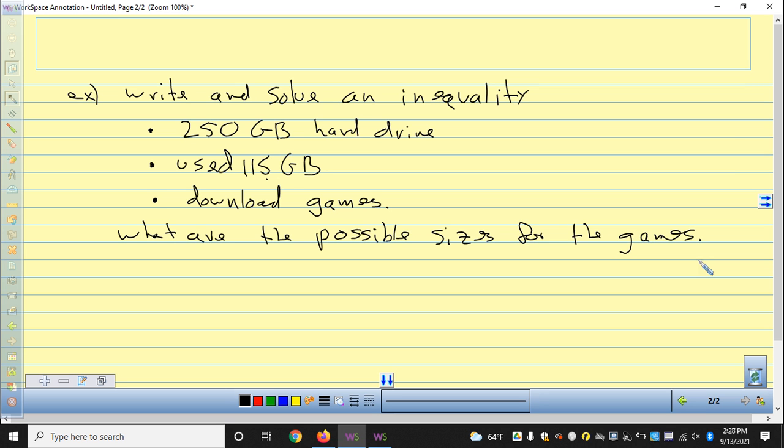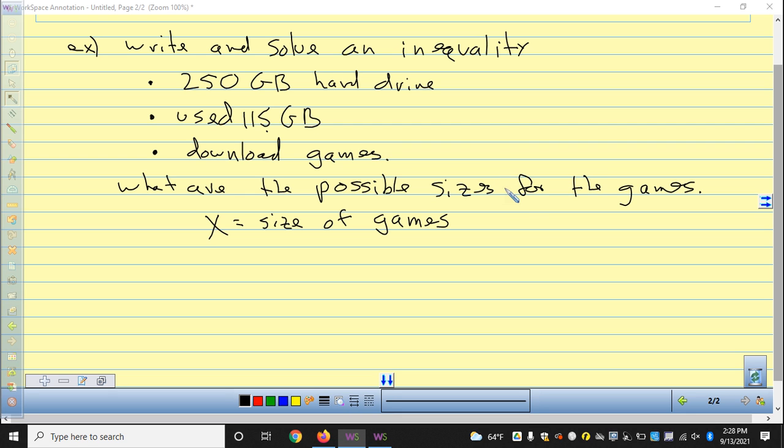So let's think for a second. If you were looking at this problem on your own, what would you do to figure this out? We'd subtract 115 from 250. Well, that's what we're going to do. But since we're learning algebra, we want to write this out like fancy math students. So we want to get fancy. We want to be sophisticated. Let's say that x equals the size of the games.